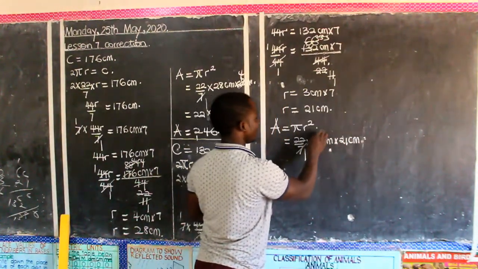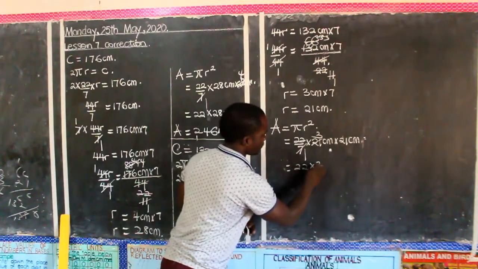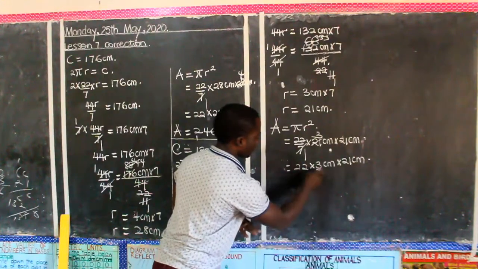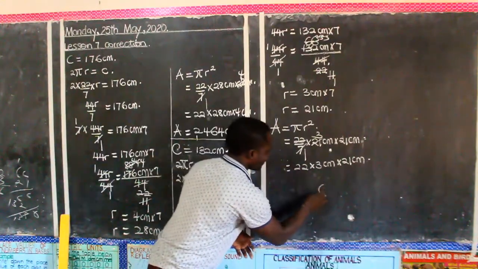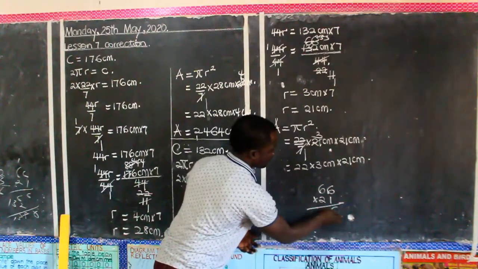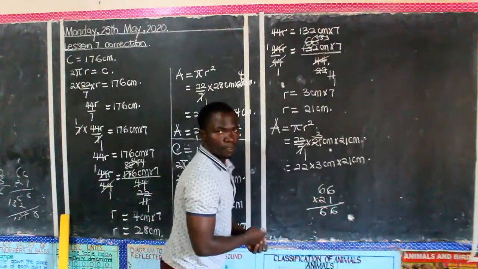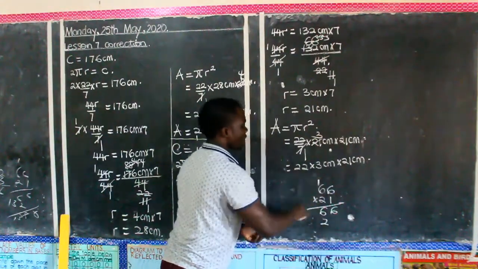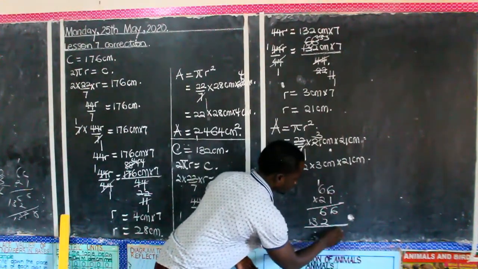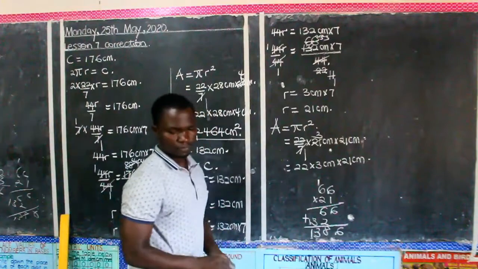By 7 once, by 7, 3. Okay? So here we shall have 22 times 3 centimeters times 21 centimeters. 22 times 3 shall have 66. Then 66 times 21. What do you get? 1 times 6 is 6. 1 times 6 is 6. 2 times 6 is 12. Write 2 carry 1. 2 times 6 is 12 plus 1, 13. So we shall have here 6, we are adding now. This is 8. This is 3. That is 1. Okay?